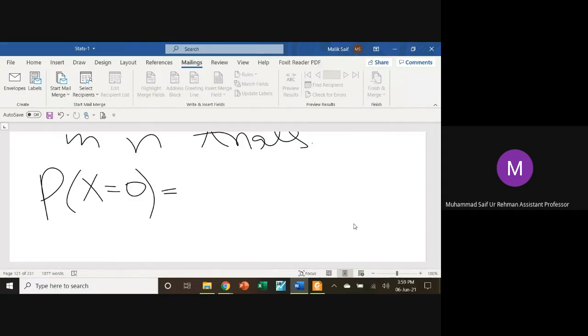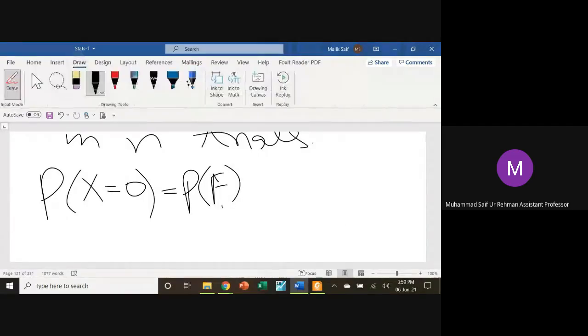Okay, and it will equal to what? Probability of f is for failure. Probability of f, failure. So you may write it down as f, again f, again f, n times f. Every time failure is there. I mean, if you are going to toss a coin, so tail is there every time. Okay, there is no head.